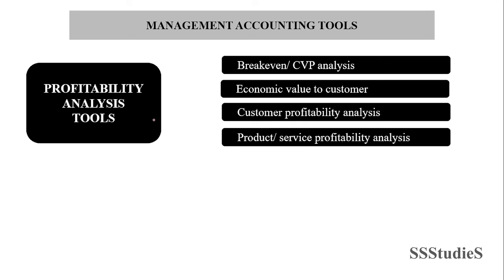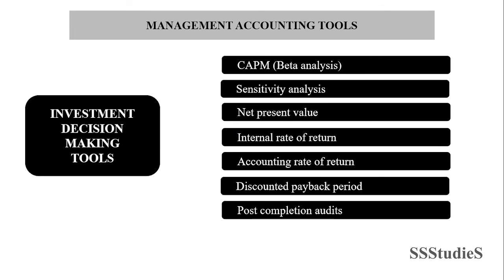Management accounting tools also include profitability analysis tools such as break-even or cost volume profit analysis, economic value to customer analysis, customer profitability analysis, and product or service profitability analysis. Another set of management tools is in relation to investment decision making, which includes CAPM or beta analysis, sensitivity analysis, and capital budgeting techniques like net present value, internal rate of return, accounting rate of return, discounted payback period, and also post completion audits.